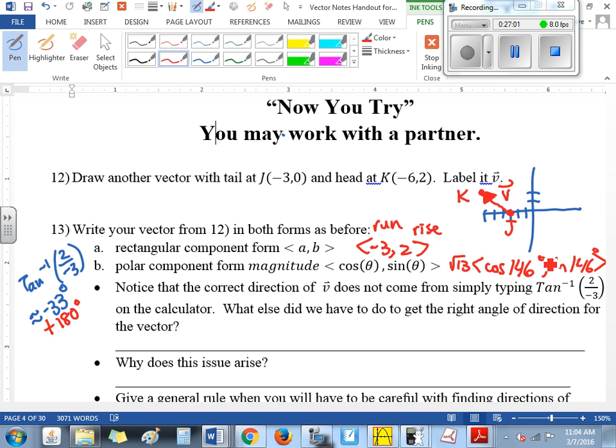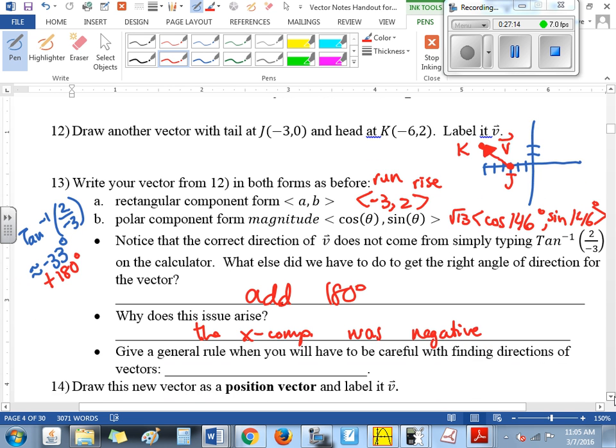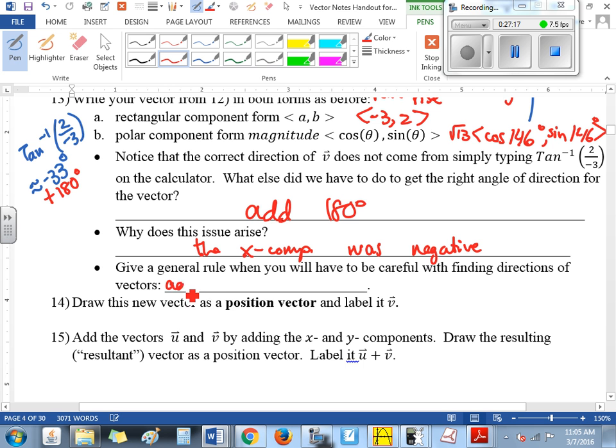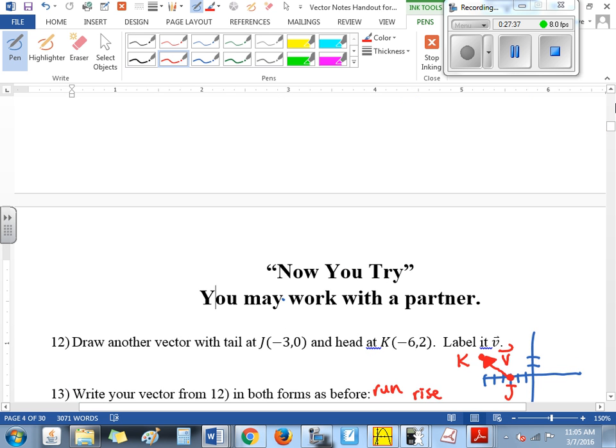Why did we have to add that 180? So we had to add 180, but why does this issue arise? Yeah, the x component was negative. So we've seen that before. At least it's consistent with the rules of complex numbers. So give a general rule. You will add 180 if and only if, so we write IFF in math, if and only if the x component is negative. Okay, let's draw it at the origin, and then we'll still call it V. So draw it at the origin and still call it V. So it's going to look like this.